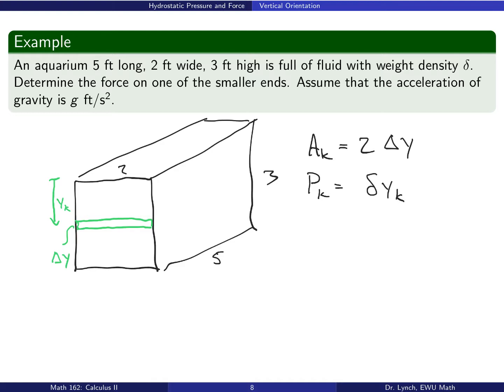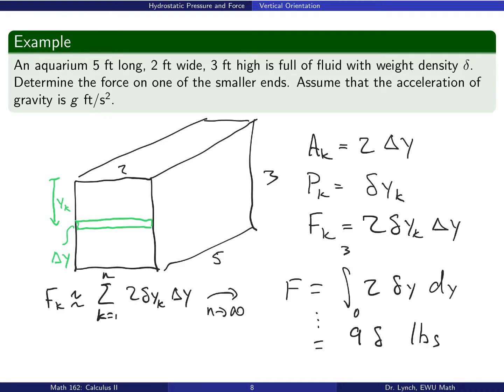Now, of course, force is pressure times area, right? Pressure is force per unit area. So the force on that slice is just 2 times delta times y sub k times delta y. We haven't said this explicitly, but we're dividing up all these different depths from 0 depth to 3 depth into subintervals of equal width delta y, and then looking at the force on each of these. So the entire force should be approximately the sum of those.